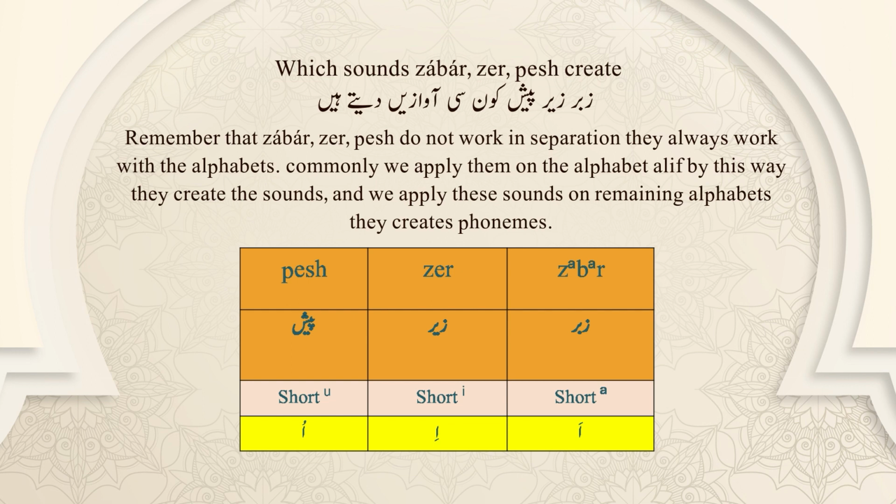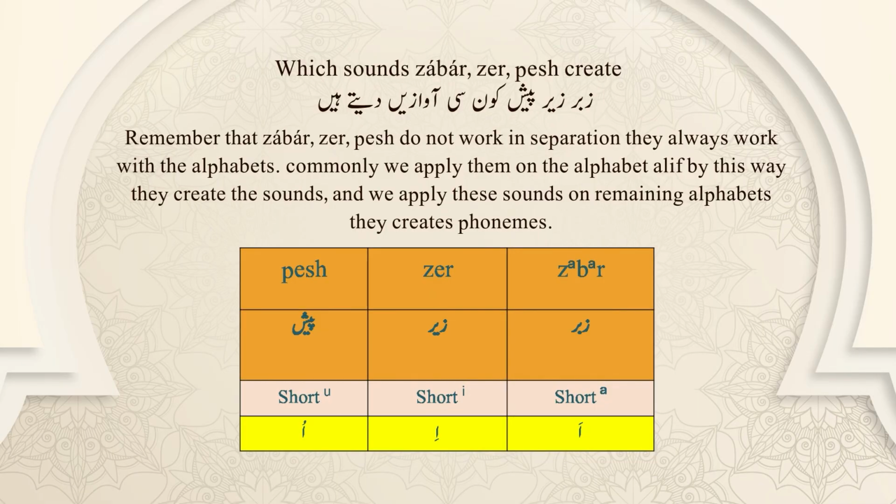Commonly, we apply them on the alphabet alif. What we do? We take these diacritic marks of zabar, zair, pesh and apply them on the alphabet alif. In this way, they create their sounds. And when we apply these sounds on remaining alphabets, they create phonemes. In this way, we create phonemes of Urdu.